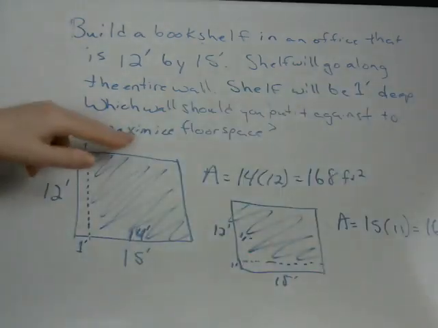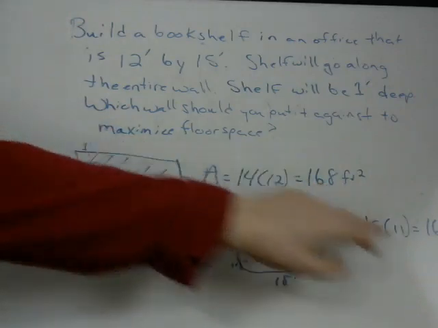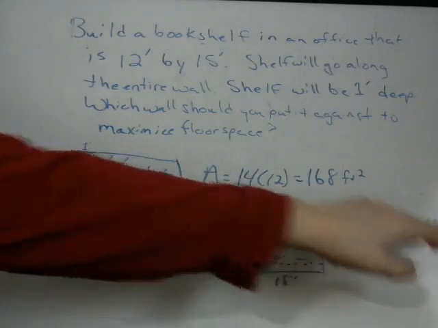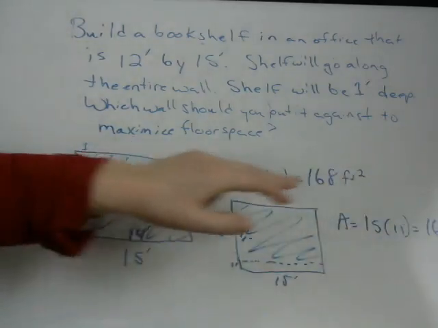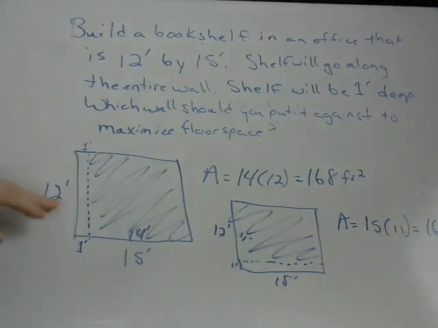So if you want to maximize the floor space, you want the most floor space, 168 versus 165, so 168 would give you more floor space, and so you would want to put the shelf this way against the shorter wall. So that would be the answer to that question.